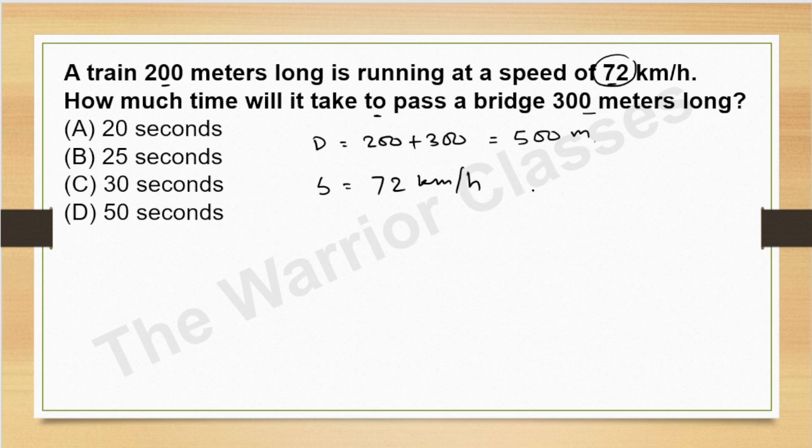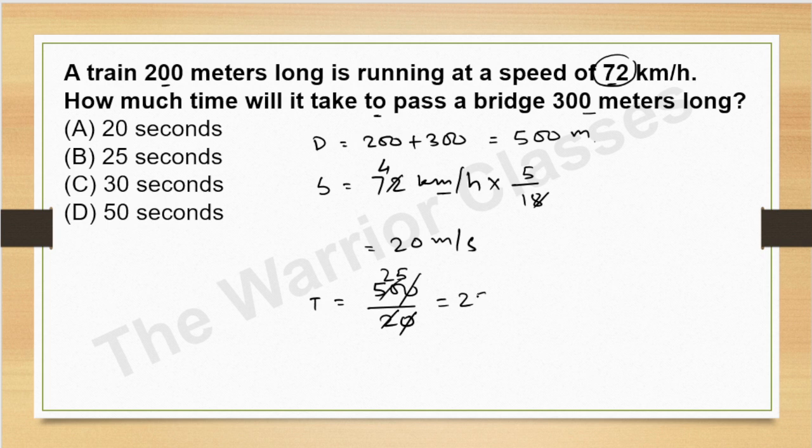And now the speed given here is 72 km per hour, right? Now converting this kilometer per hour into meter per second, we multiply by 5/18, right? Now 18 times 4 is 72. So 4 multiplied by 5 will be 20 meters per second. Now distance and speed are given, so time will be distance, which is 500, divided by speed, which is 20, so we cancel it by 25, right? So 25 seconds will be our answer. Option number B, 25 seconds, is the correct answer.